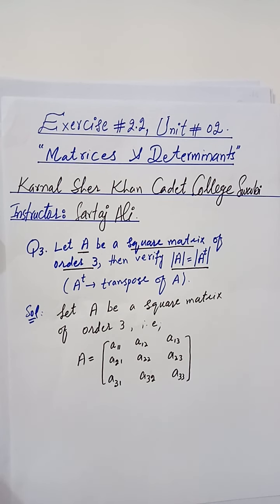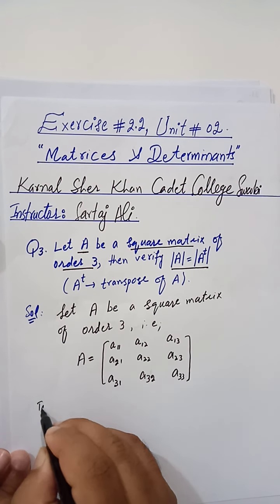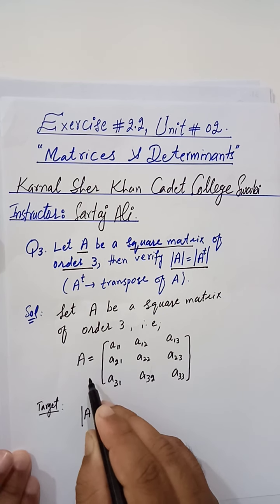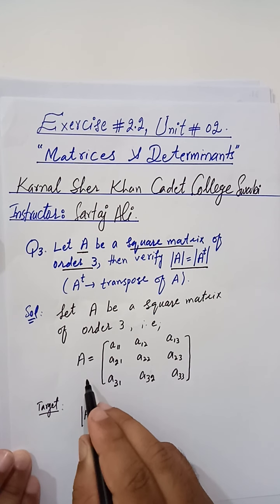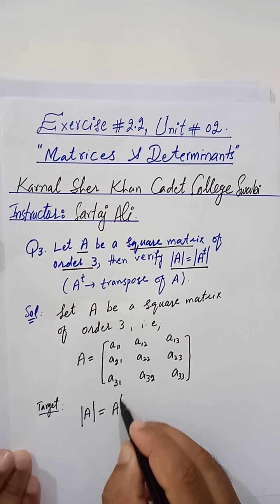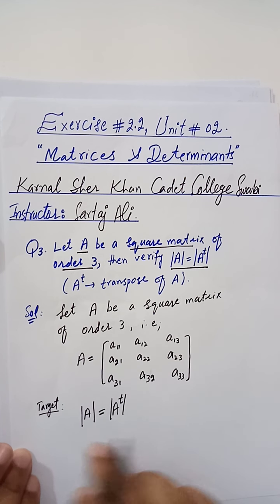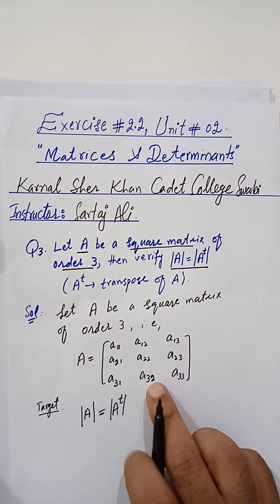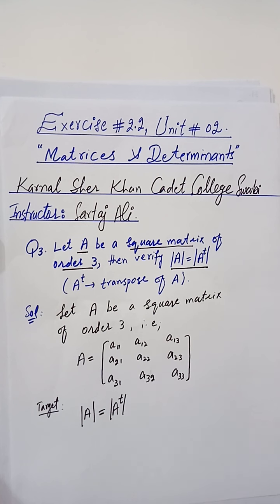Now this is a general square matrix of order 3. The target is, we need to check, we need to verify that the determinant of this matrix and the determinant of the transpose of this matrix are equal. This is our target, we need to show this. So first of all, I am finding the transpose of this matrix, and then I will take the determinants of A and the determinant of the A transpose, and then we check that either both of them are equal or not. If they are equal, then we can say that we achieve our target or goal.